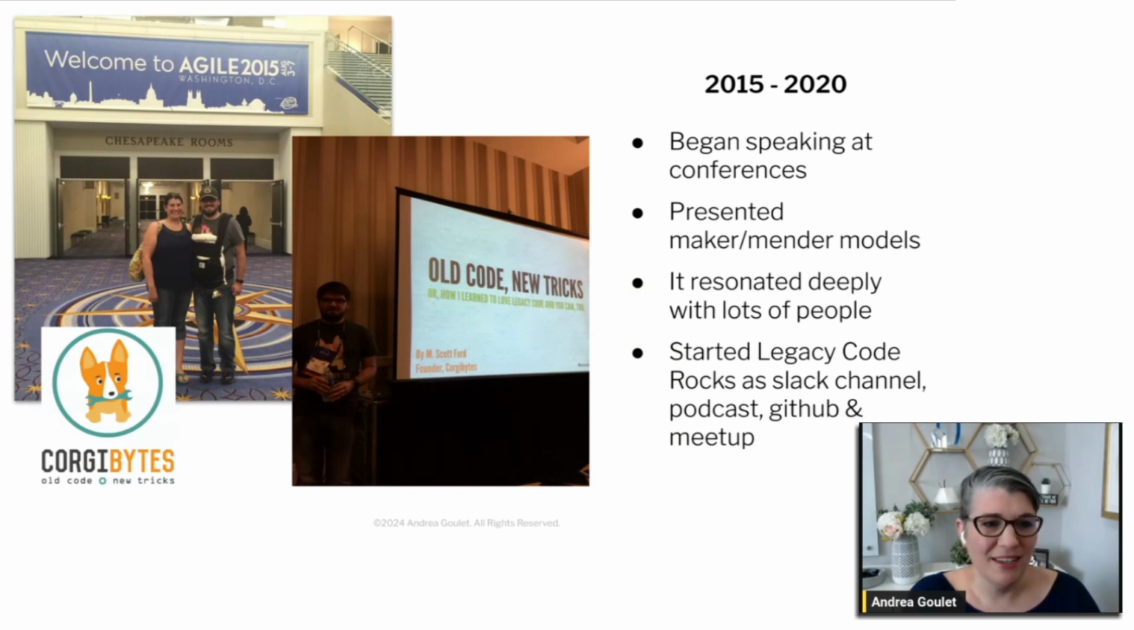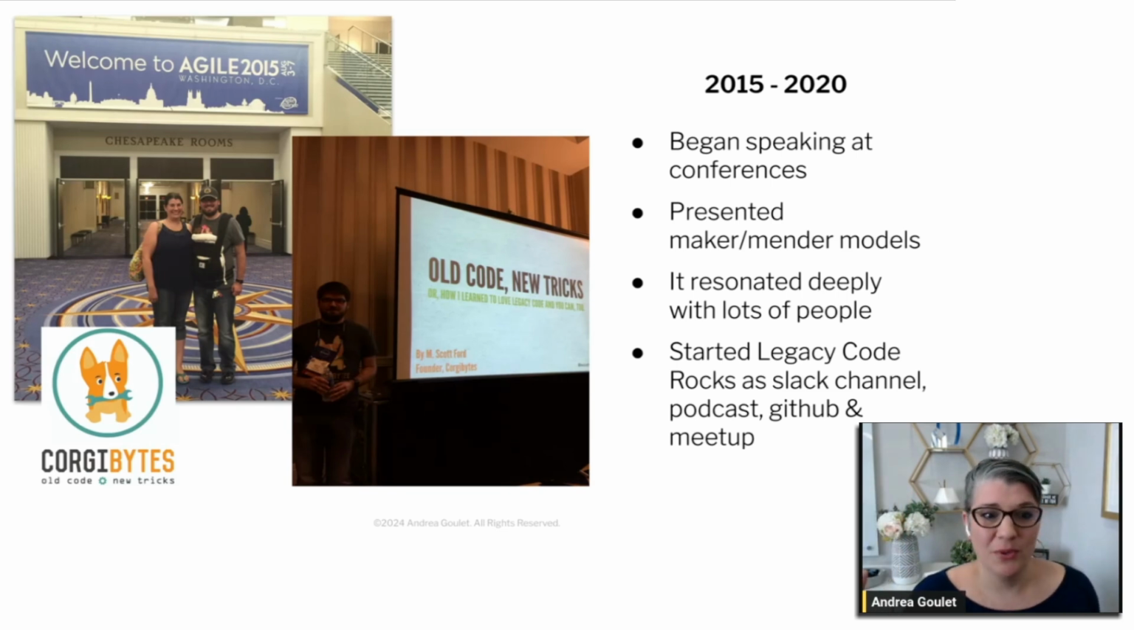And I know I've seen in Gather Town a few folks who were there and part of this magic. So Scott presented Old Code, New Tricks, which is our company tagline, and really showed that there's a lot of value in taking a This Old House approach. And it deeply resonated with a lot of people.